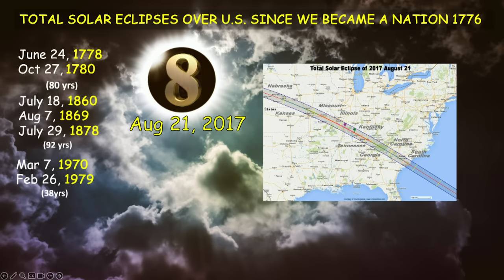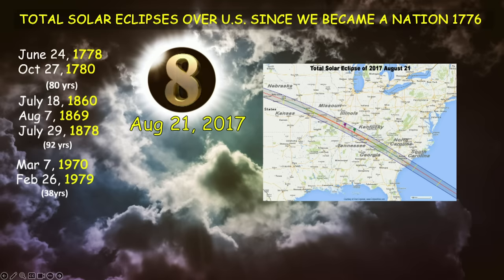Now, many of you may know, but when it comes to eclipses, the solar eclipse is bigger than a lunar eclipse. The sun's bigger than the moon. And so it is said that solar eclipses refer to judgment coming upon the nations. A lunar eclipse means God's coming to judge Israel.